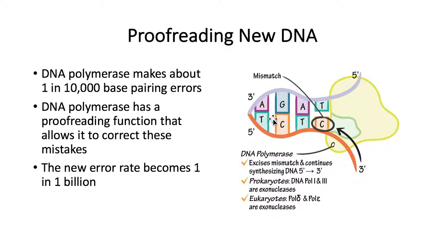So for example, here, A and T seems fine, that goes together. G and C is fine, that goes together. A and T again, that's fine. And then T and, oh no, there's a C here. This should be an A. That's a mistake. That's a mismatch, right?